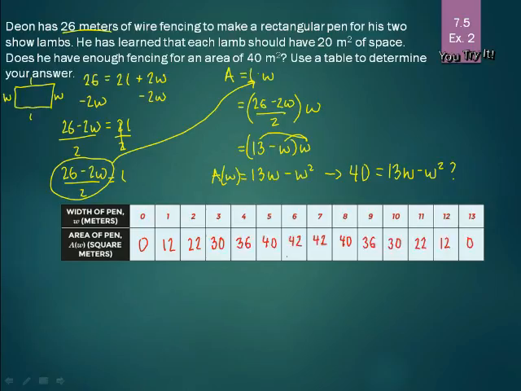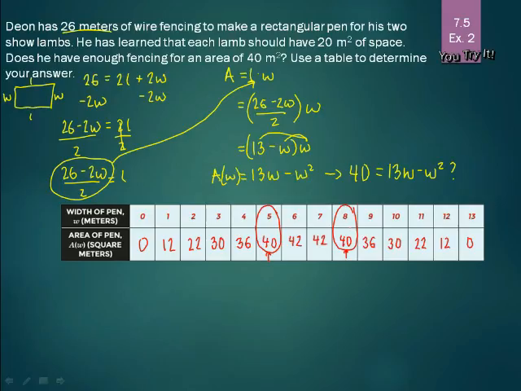Okay, so we see from our table that it does reach 40 when the width is 5, and also when the width is 8. So our answer would be, the width could be 5, which would make the length, remember, 13 minus W simplified. So the length would be 13 minus 5, which is 8. We could have a width of 5, length of 8, or vice versa, a width of 8, and then 13 minus 8 is 5, so length of 5.